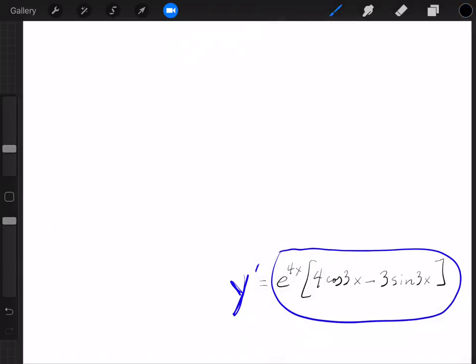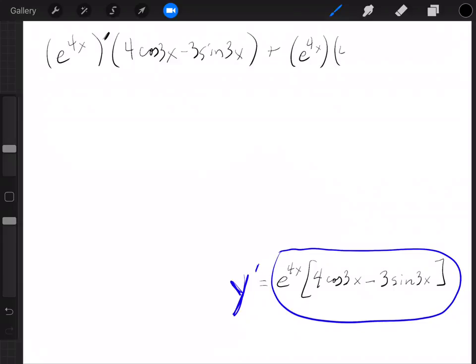So now we want the derivative of that. So we're going to take the derivative of that product. We have one factor is e to the 4x, and the other factor is 4 cosine 3x minus 3 sine 3x. Okay. So how do we take the derivative of a product? Remember, you take the derivative of the first guy and then add, or you take the derivative of the next guy, right? So simple as that. And that's something that you need to know by heart.